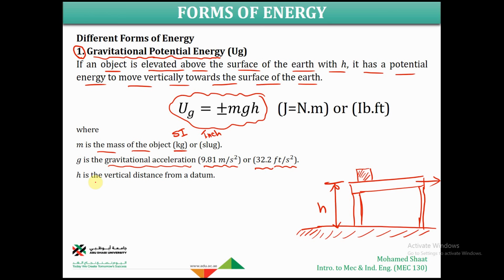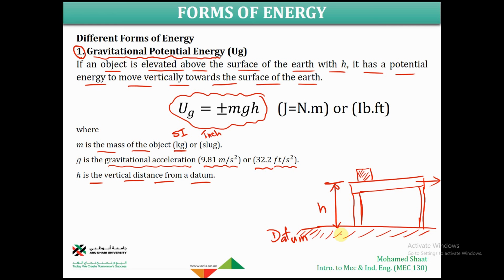h is the vertical distance from the datum. We said that you should set up a datum. Datum, this is like a reference. For example, if I decided to measure the potential energy of this object with respect to this reference, so let us consider this datum here.